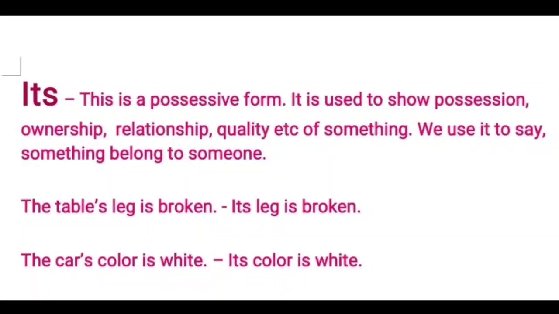Let's see some examples. The table's leg is broken. Its leg is broken. The car's color is white. Its color is white. Here we write its without apostrophe to show the possession or ownership.